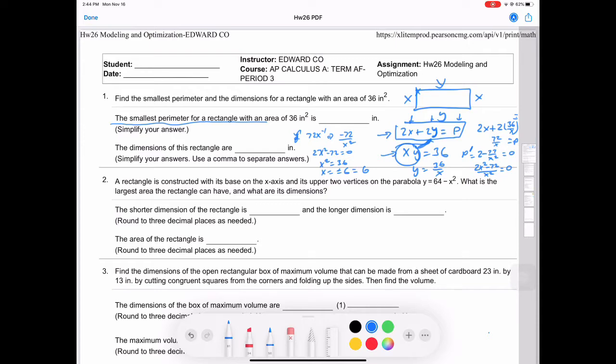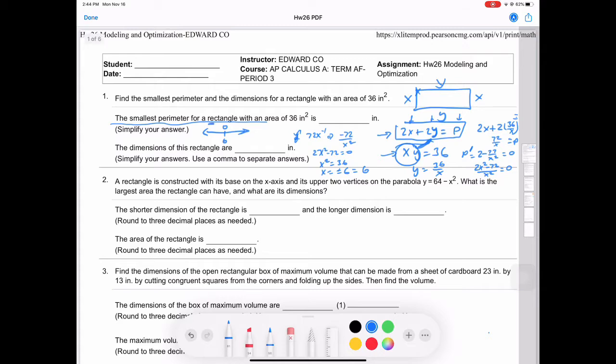So we know P prime is 0 at 6. I'm going to draw my sign chart here. At 6, we know we have a critical point. Let's make sure this is a minimum. So let's plug in a number on the left and the right side of that critical point. If I plug in a 5 here, we see that that's going to be less than 72. So we know we're going to have a negative.